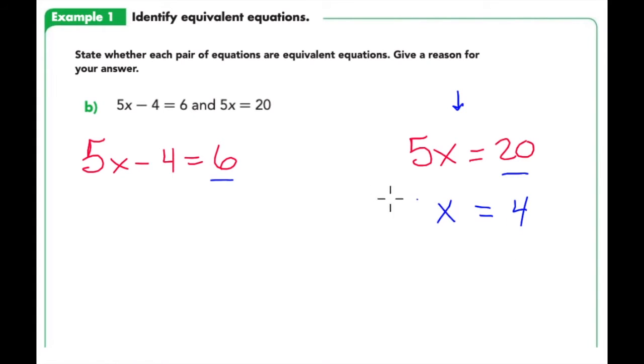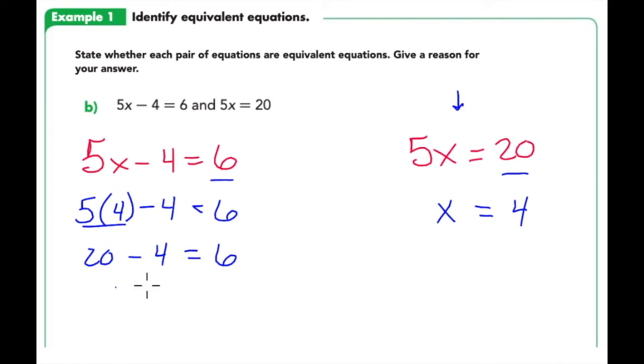Now I'm going to substitute and plug in the 4 for x, and we have 5 times 4 gives us 20. 20 minus 4 has to equal 6. 20 minus 4 equals 16. So 16 does not equal 6. Therefore, these two are not equivalent equations. They do not have the same solution.